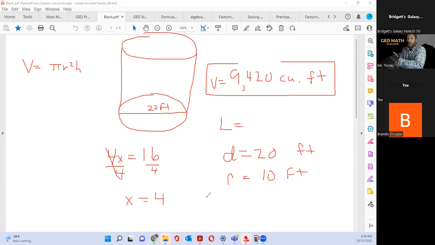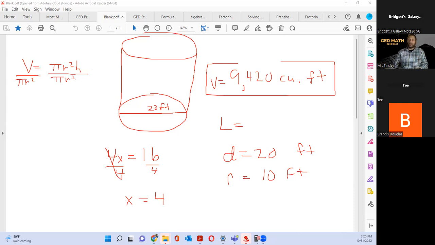So what we don't know here is the height. We know what pi is, we know what the radius is, we know what the volume is. So we need to get rid of pi and r squared. Pi is being multiplied by r squared, which is being multiplied by the height. What is the opposite of multiplication? Division. So we're going to divide both sides by pi r squared, because whatever we do on one side, we do on the other.